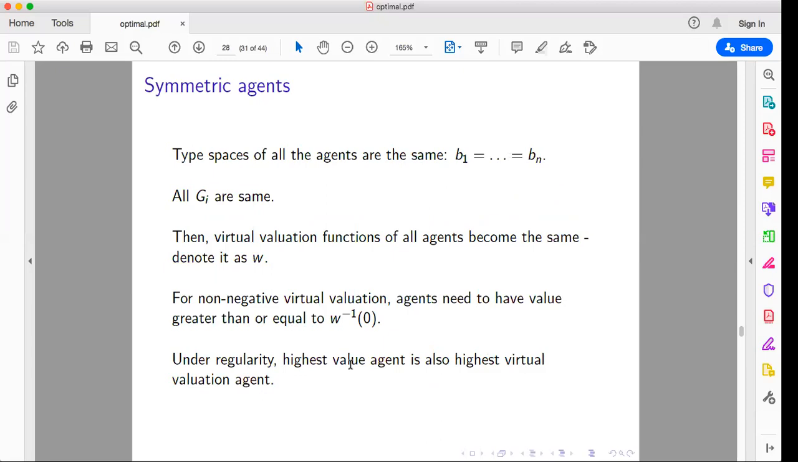Okay. So basically, if two agents have values of 5 and 10, then the virtual value of the agent with 10 is larger than the virtual value of 5. That's because of regularity, right? Because this virtual value function is strictly increasing under regularity. So that's an advantage.